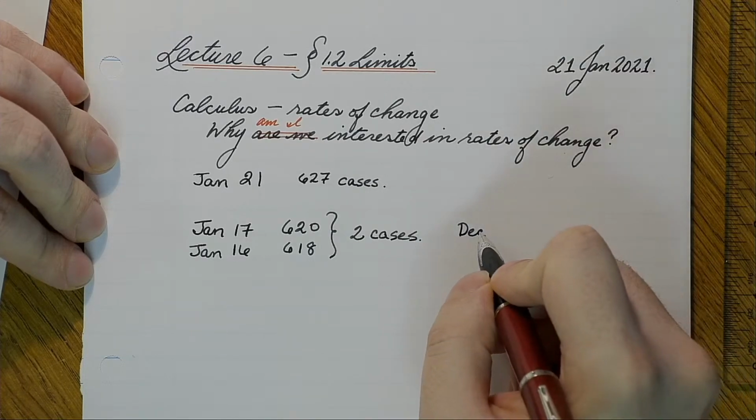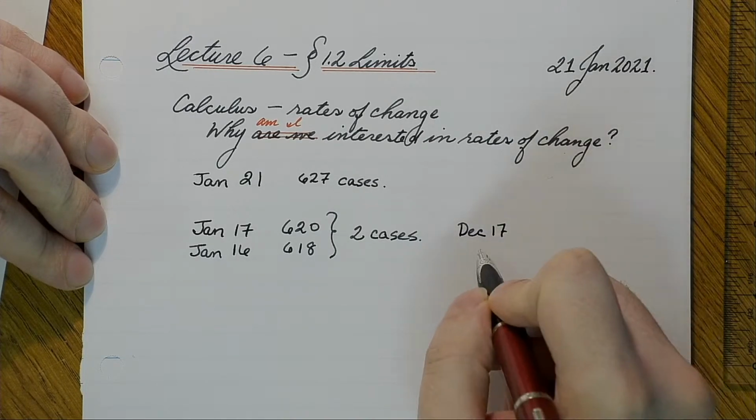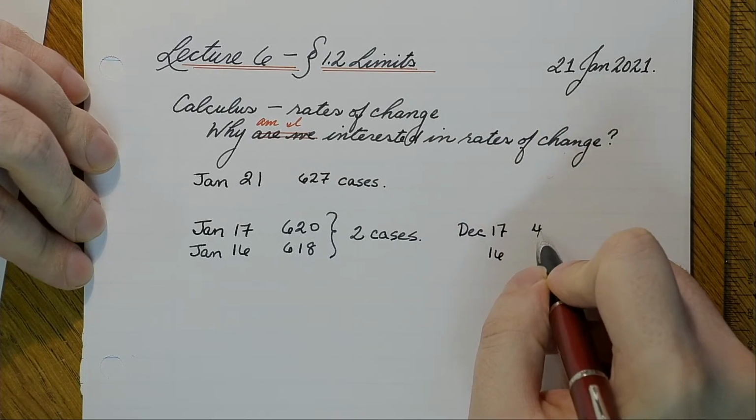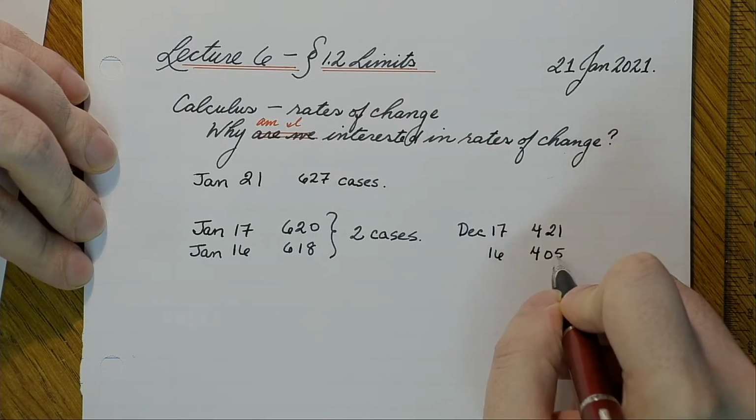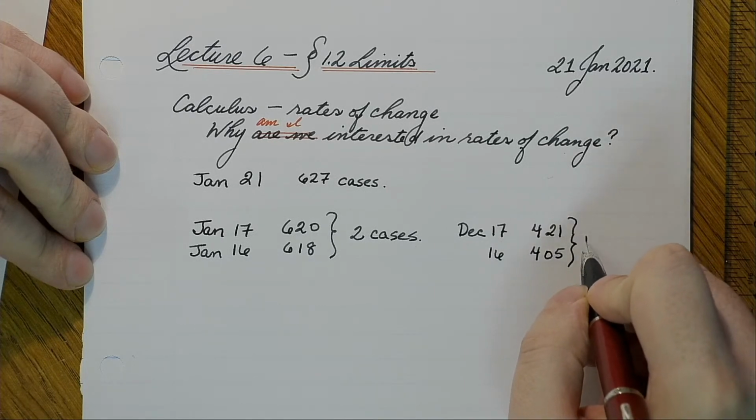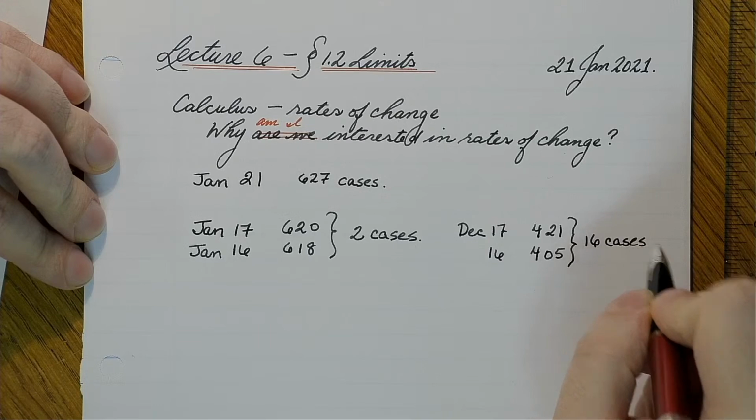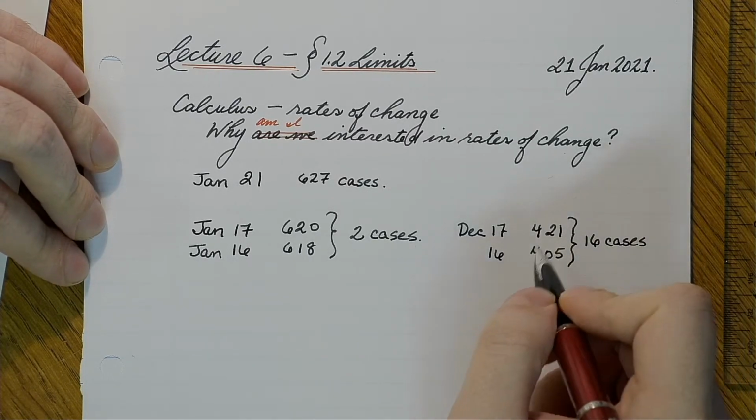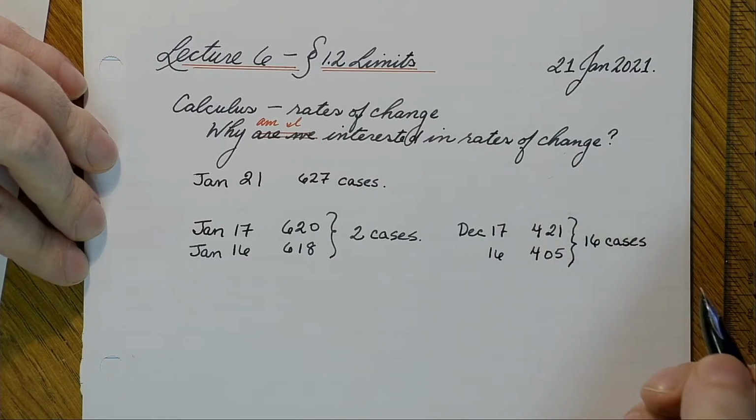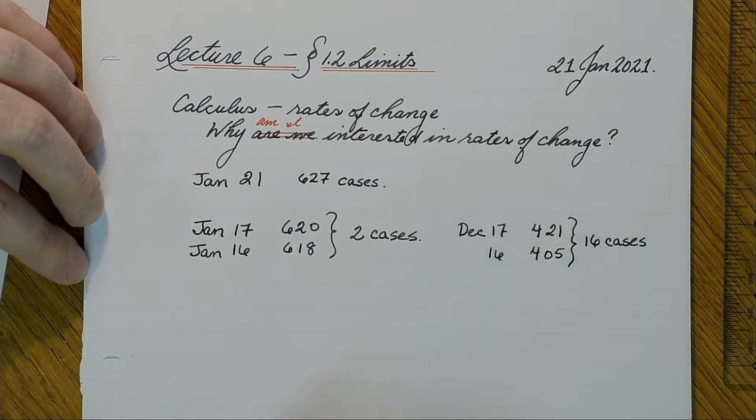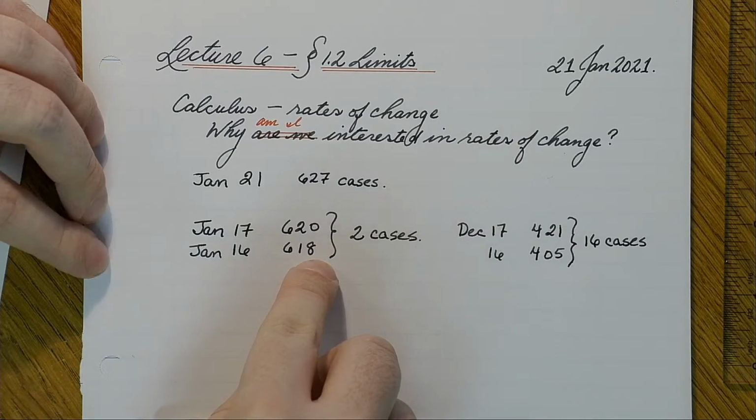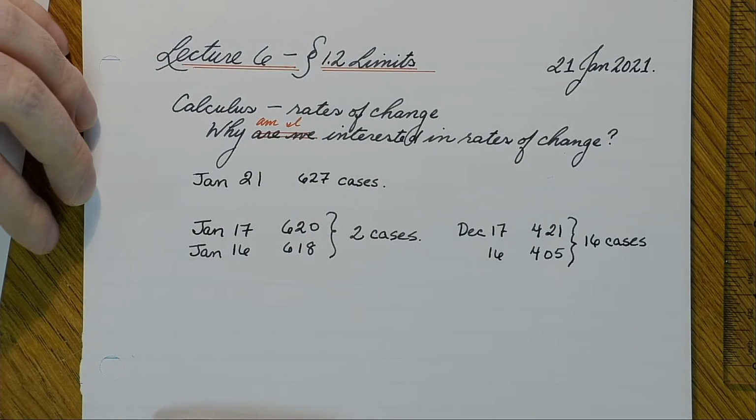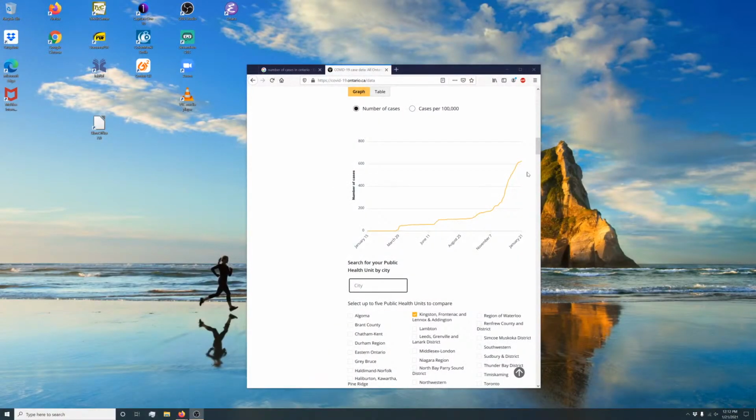Now, if we look at a previous time period, on the 17th there were 421 cases, and the previous day, the 16th, we had 405 cases, which is a change of 16 cases. So between the 16th and 17th, we increased by 16 cases. But what we can see is that this change is smaller now. So it looks like, hopefully, we're actually slowing down. And again, that's what we're interested in, rates of change.